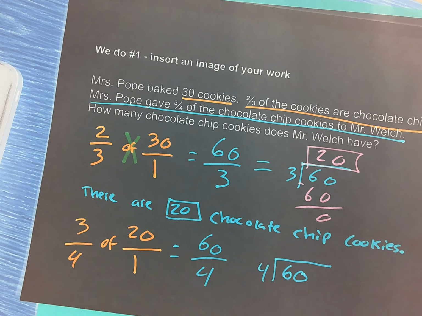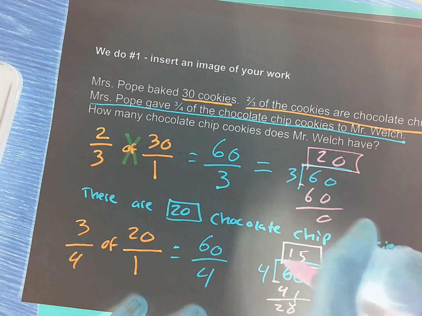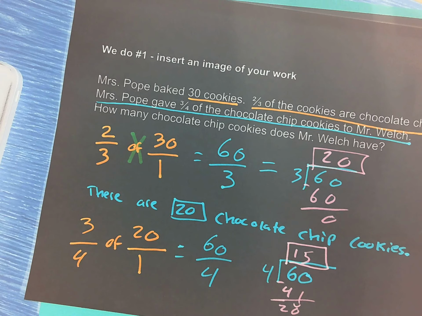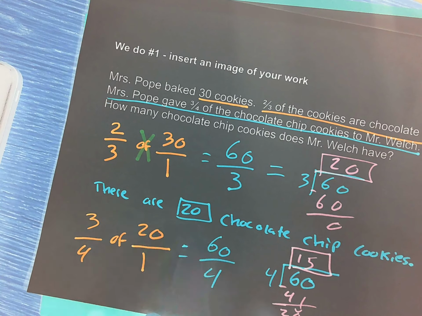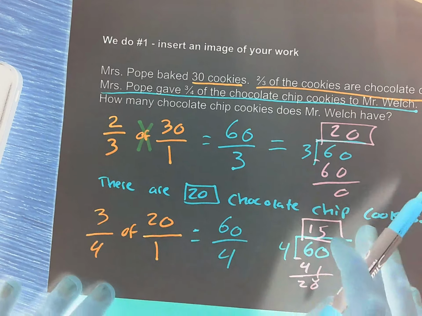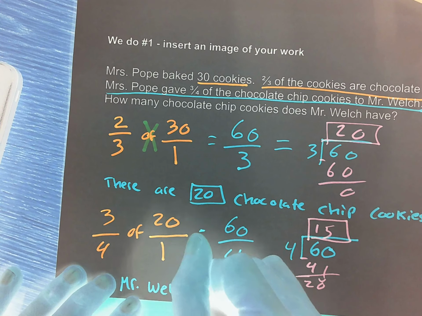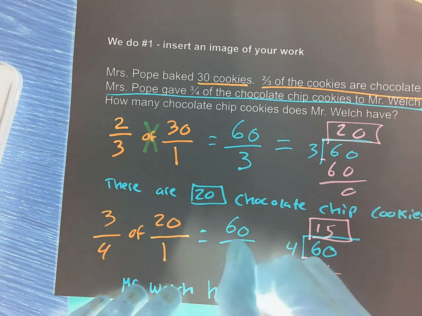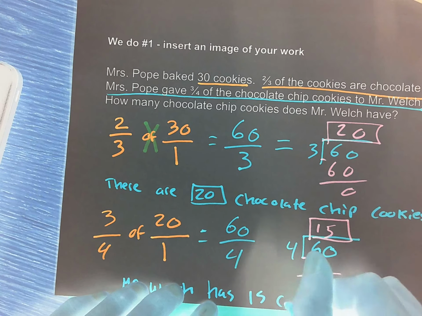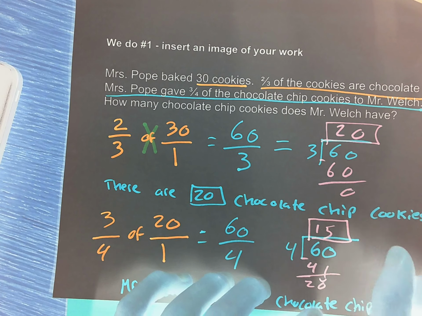Let's pause for 30 seconds here and solve 60 divided by 4. Once I've solved that, 60 divided by 4 is 15. So 3/4 of the 20 chocolate chip cookies is 15. And that's how many cookies Mr. Welch had. He had 3/4 of our 20. So let's write down our final answer. Mr. Welch has 15 chocolate chip cookies.